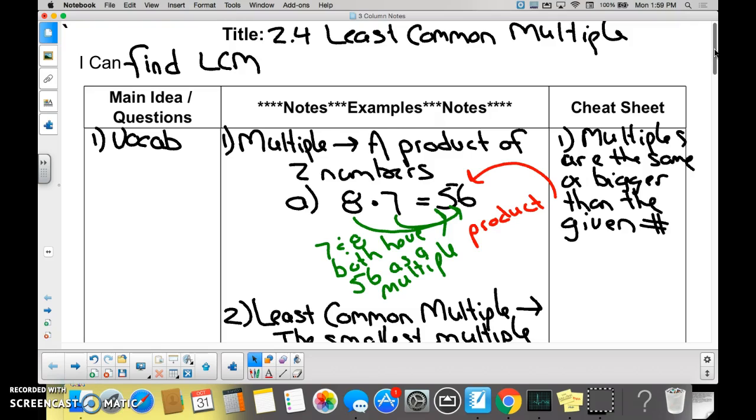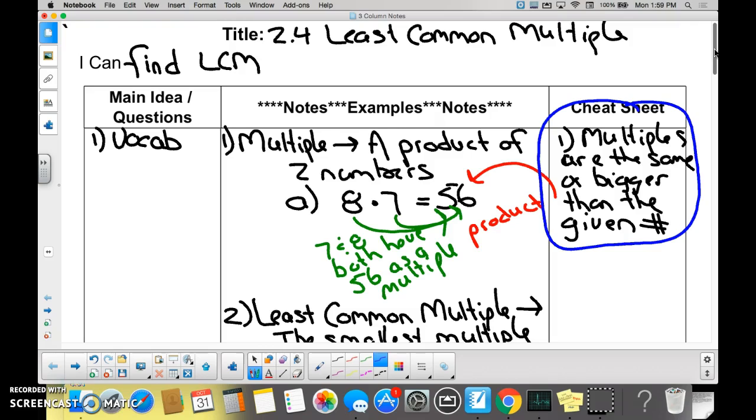Okay, a multiple is our first word. There are two words in math that oftentimes get confused: multiple and factor. The way we're going to remember the difference between multiple and factor is listed right here. Multiples would be the given number and anything bigger, as long as it's a multiple. Factors would be the given number and anything smaller, as long as it's a factor. Okay? So a multiple would be a product of two numbers. It could be a product of more than two numbers, but a product of two numbers for sure.